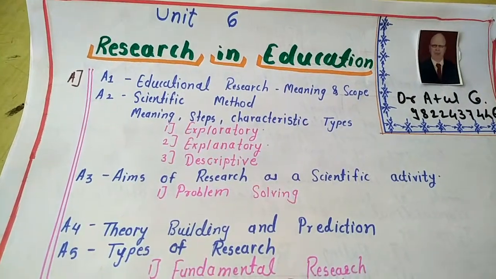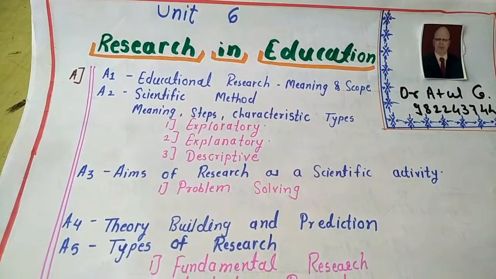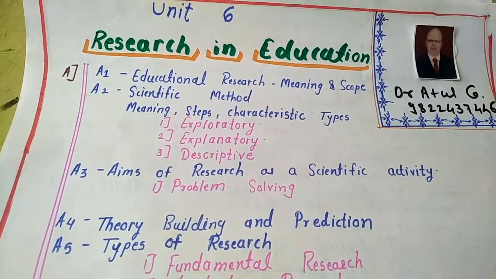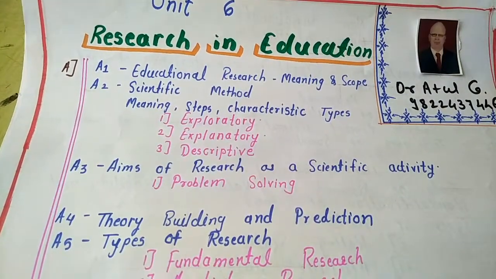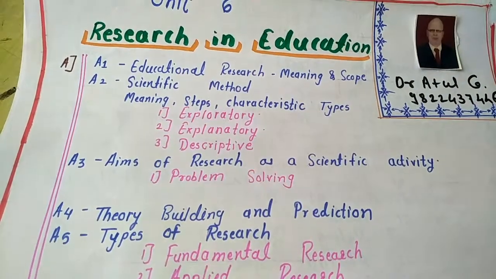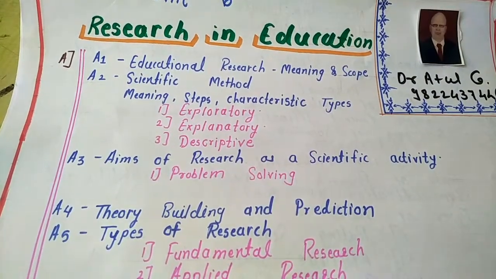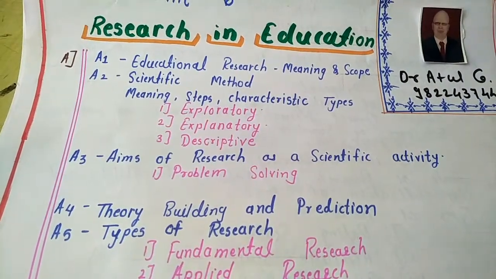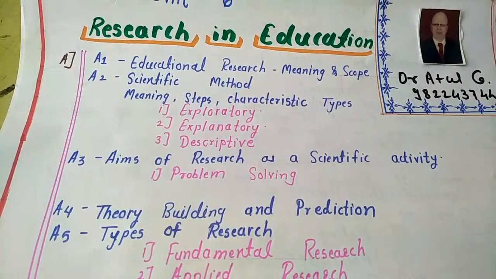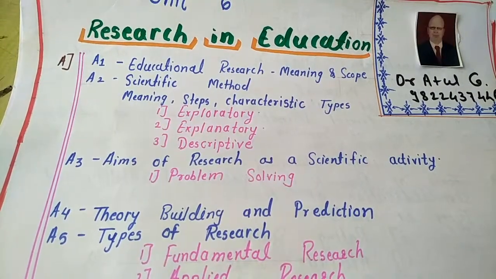Unit 6, which is based on research in education. Research in education has section A, which is split into 7 groups, and let us discuss first educational research, meaning and scope. The next one is scientific method: meaning, steps, characteristics, types, that is exploratory, explanatory, and then descriptive.